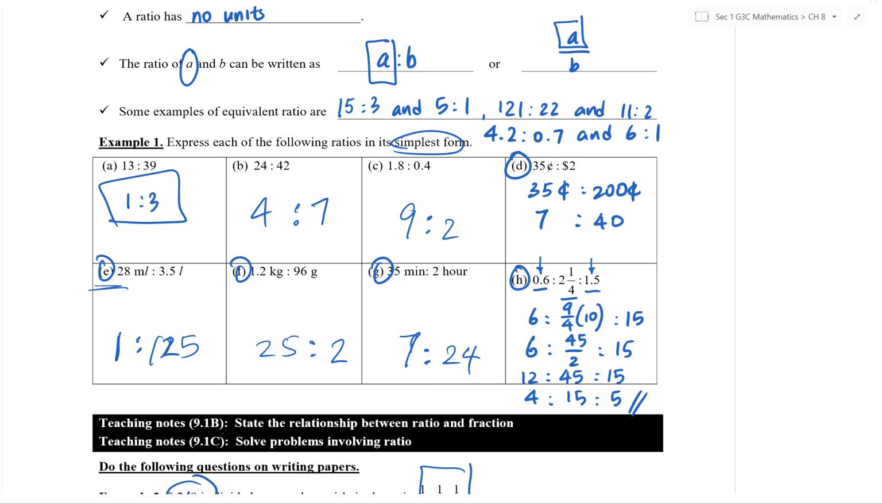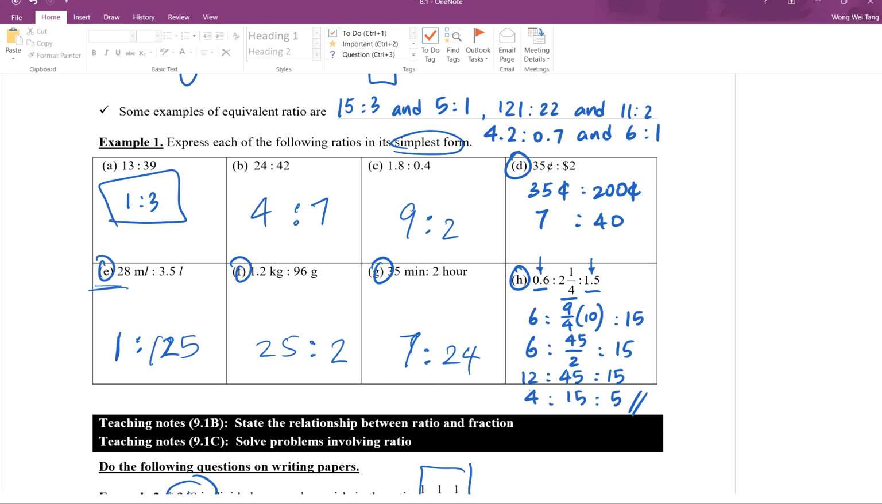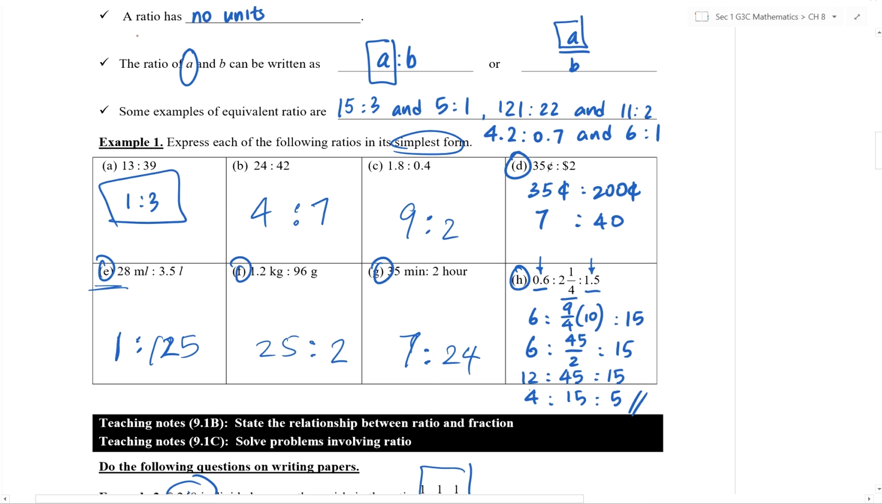Okay, so we have a suggestion. How about if we leave our answer like this? 1 ml to how much? 0.25 liter. Then 0.125. 0.125 liters, okay. 1 ml to 0.125 liters.